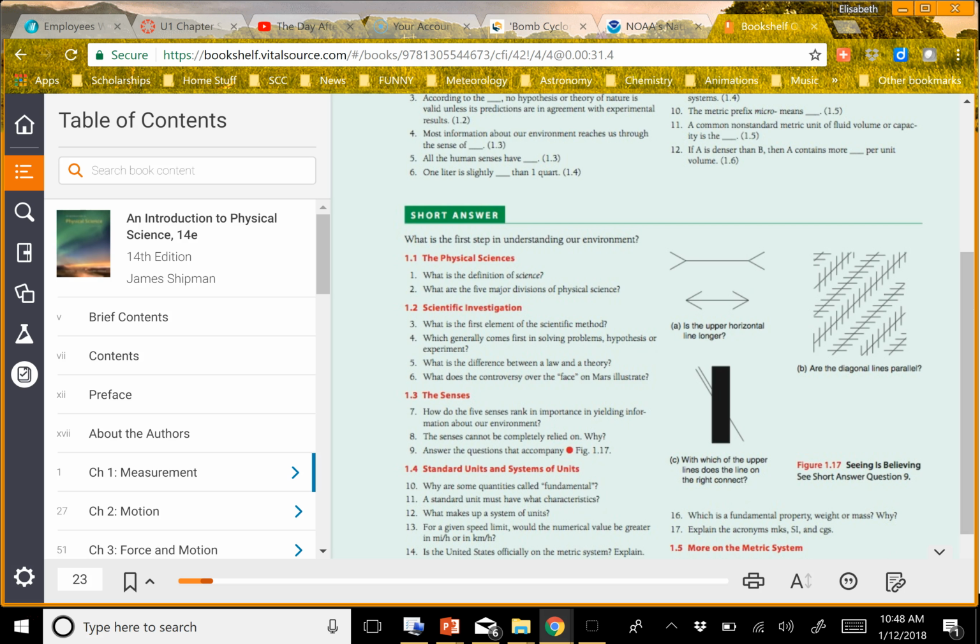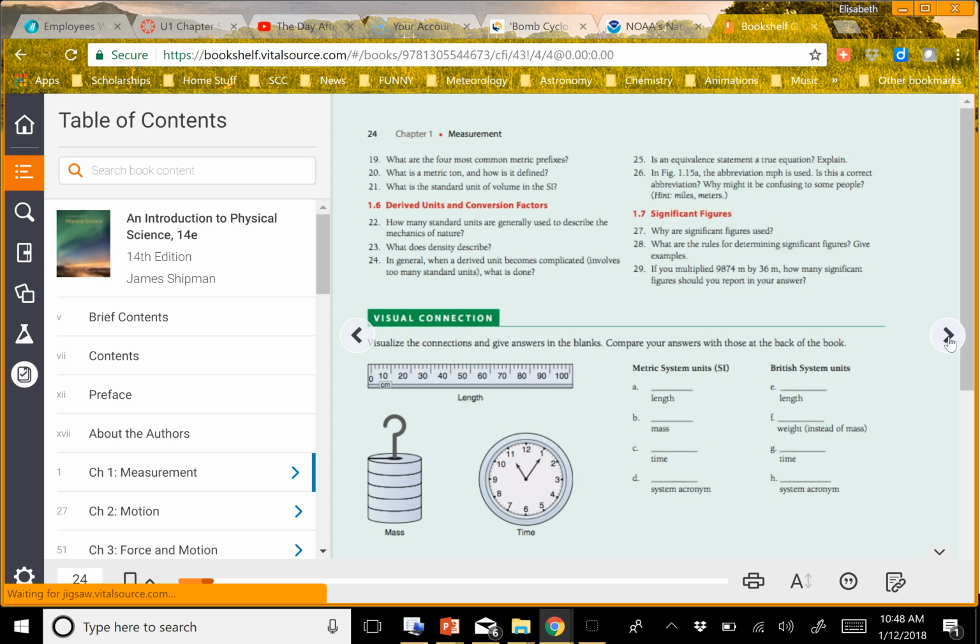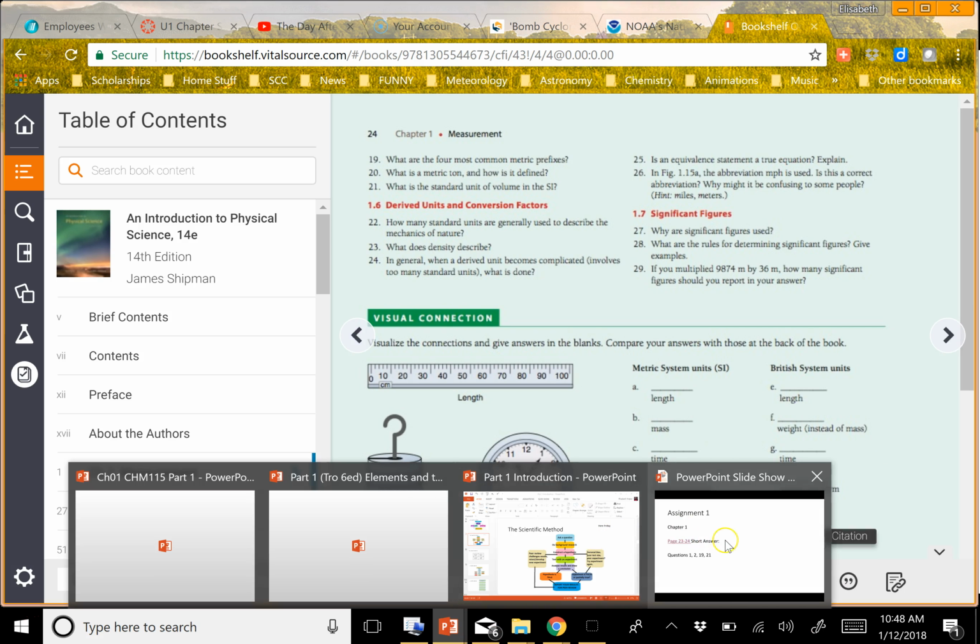If I go to the next page, there should be stuff you can answer. What are the 4 most common metric prefixes? 21, what's the standard unit of volume in the SI system? I'm not sure it was on my slide. I might have to do a little bit of research. Those will be due. None of those have anything to do with the last slide I've got.